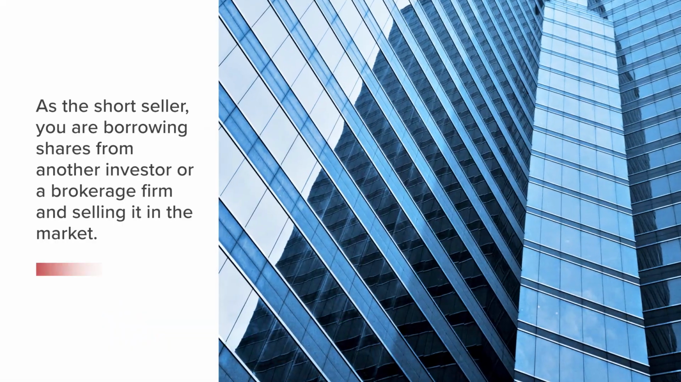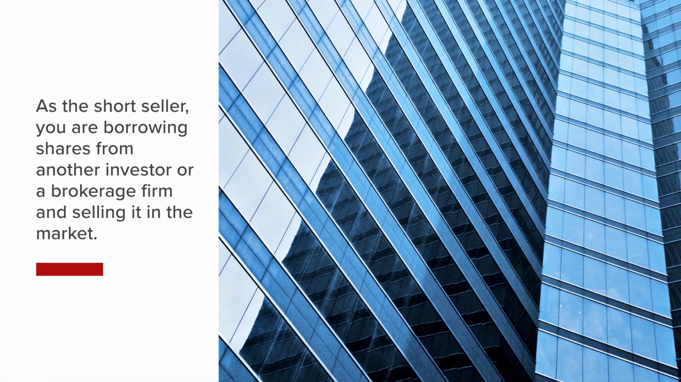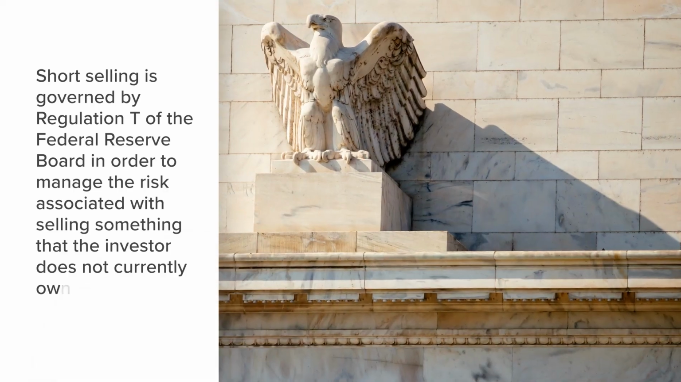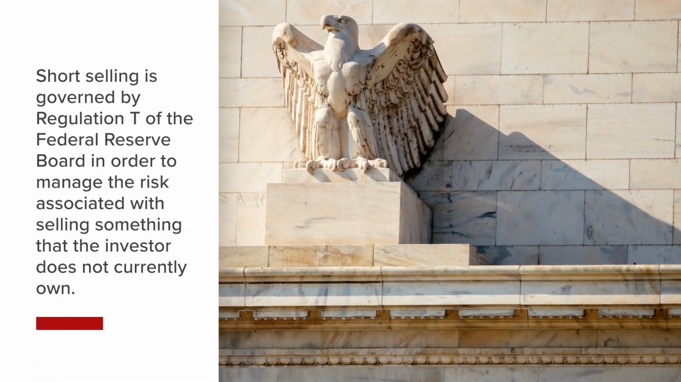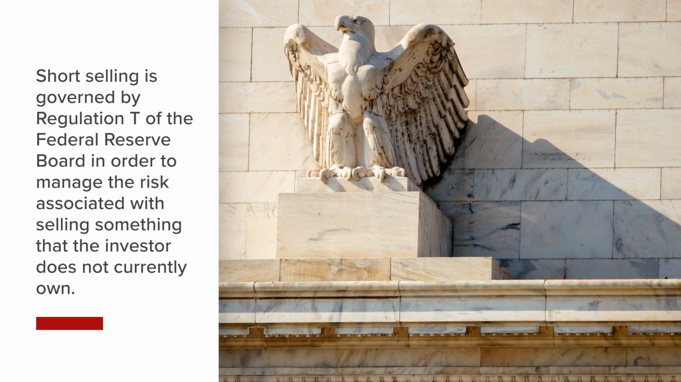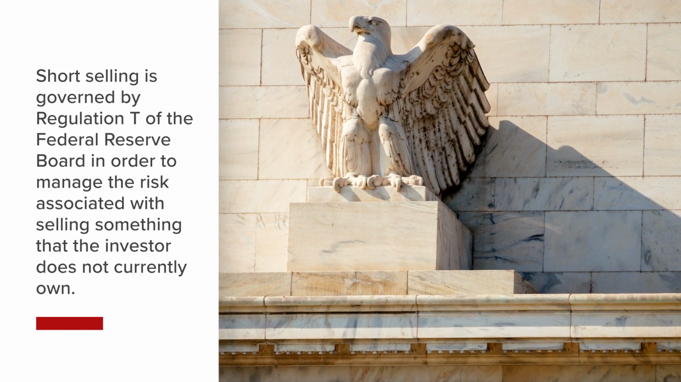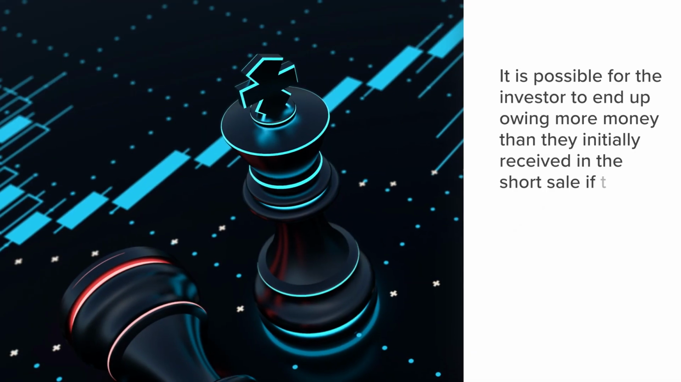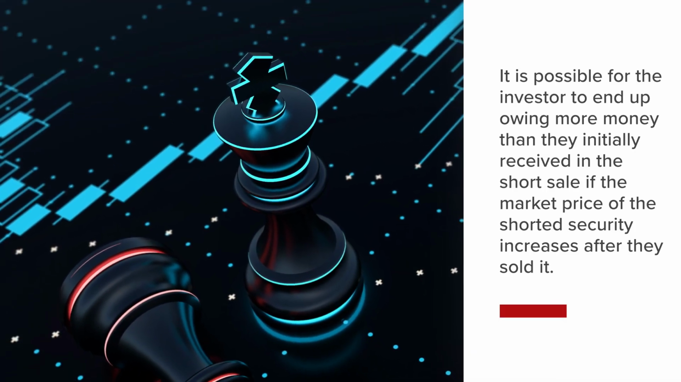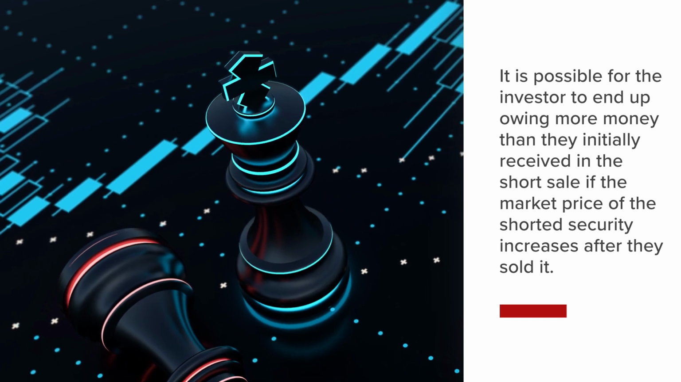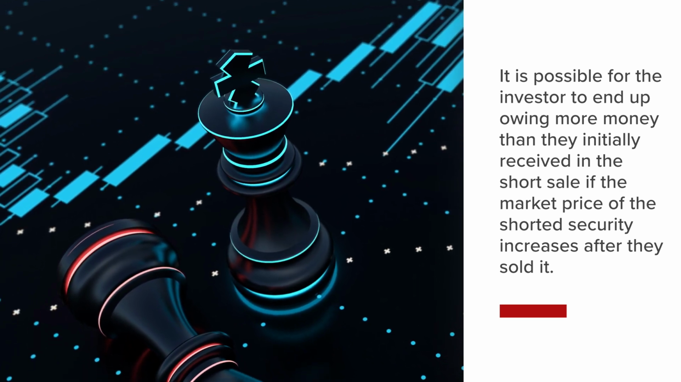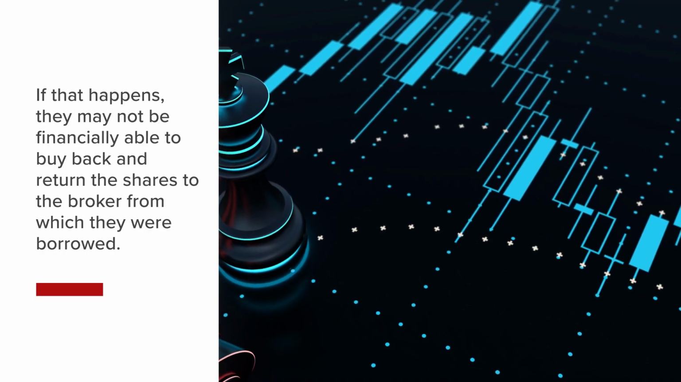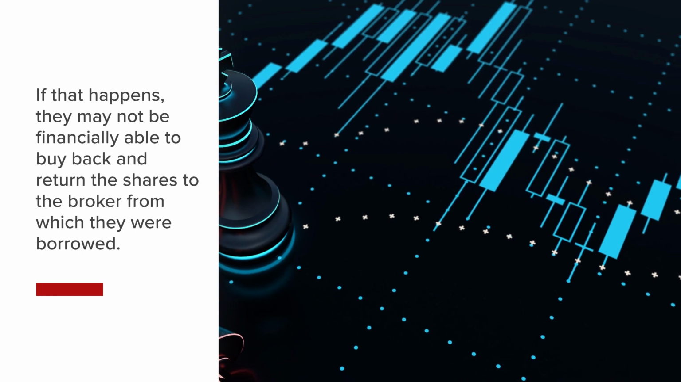As the short seller, the investor is borrowing shares from another investor or a brokerage firm and selling them in the market. Short selling is governed by Regulation T of the Federal Reserve Board in order to manage the risk associated with selling something that the investor does not currently own. It is possible for investors to end up owing more money than they initially received in the short sale if the market price of the shorted security increases after they sold it. If that happens, the investor may not be financially able to buy back and return the shares to the broker from which they were borrowed.